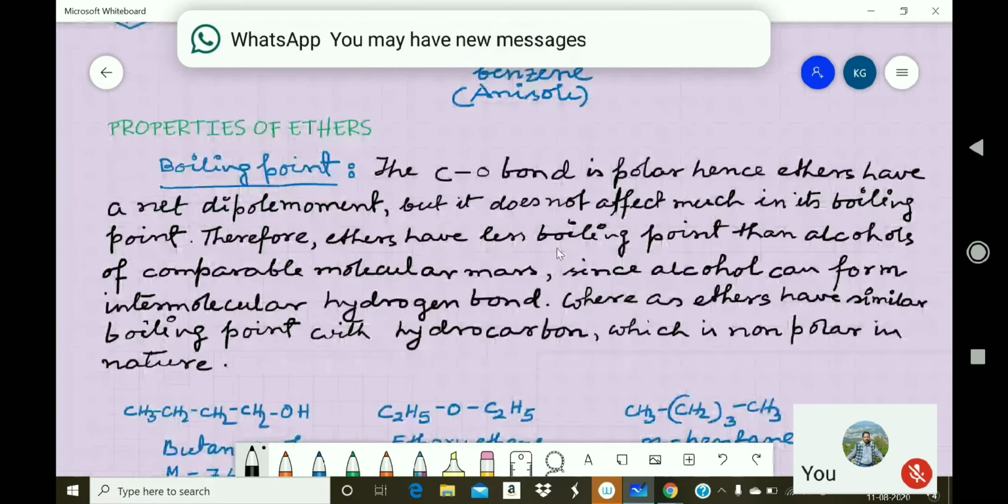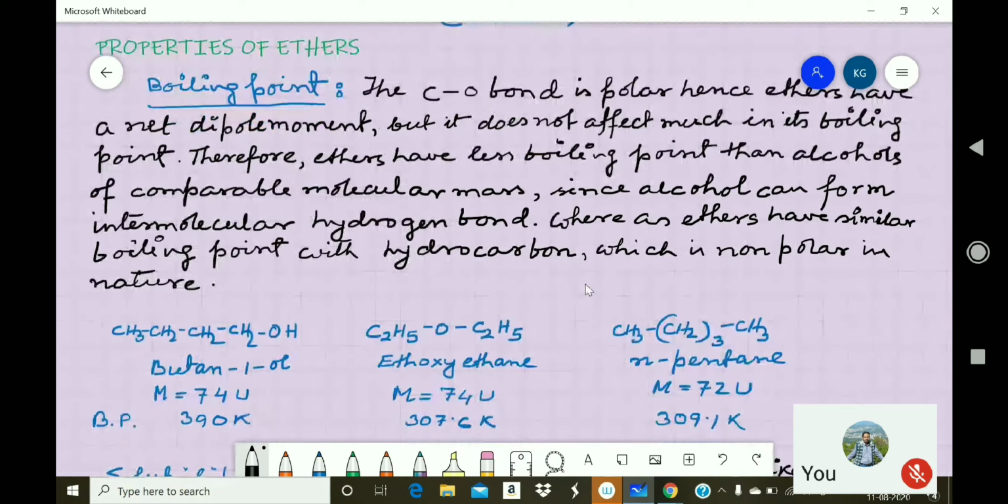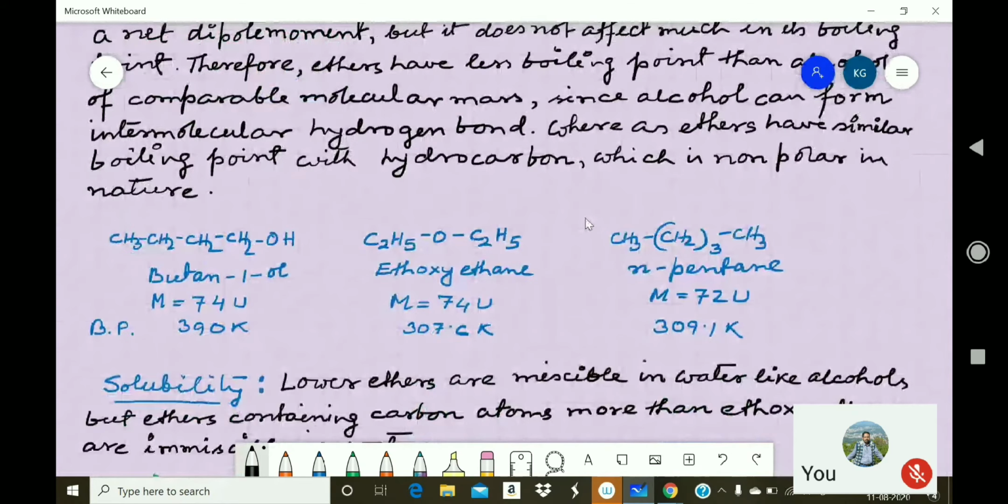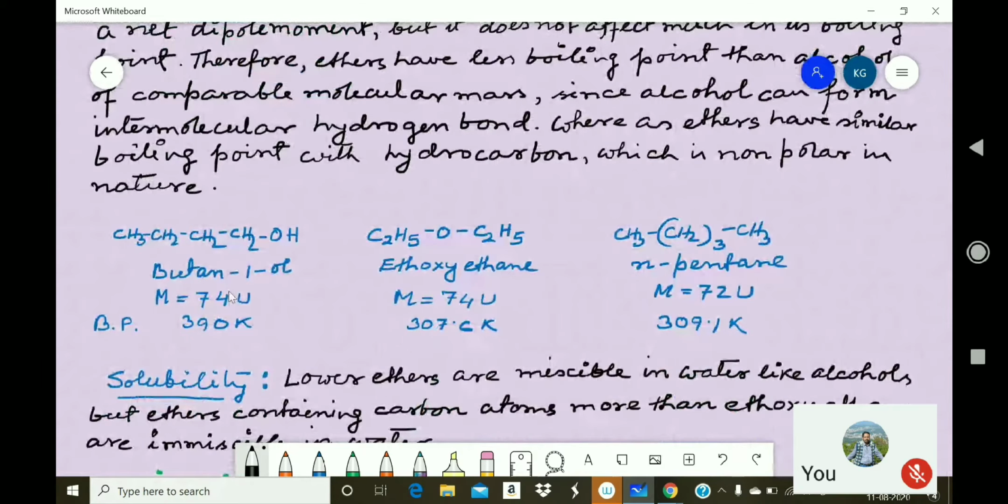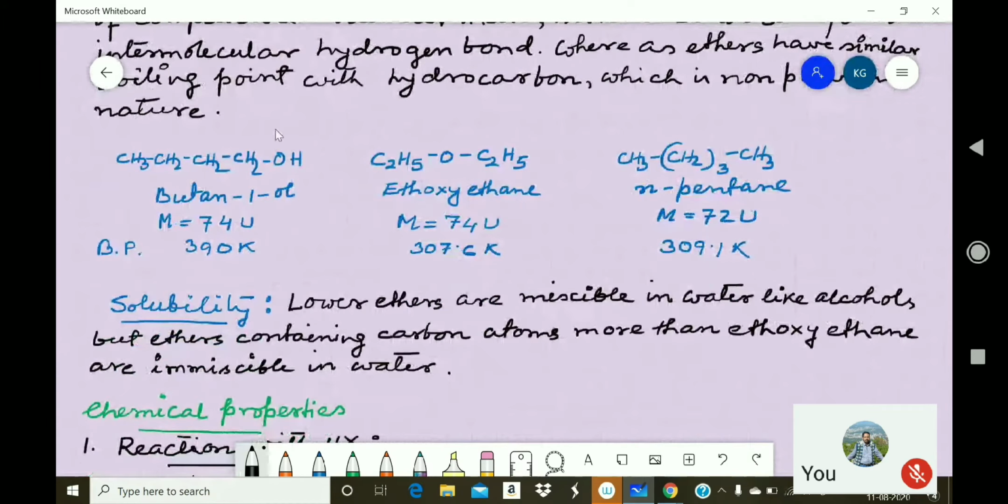And if hydrocarbon and ether are of comparable molecular masses, they have almost similar boiling points. As we can follow here, butan-1-ol, ethoxyethane and normal pentane all have almost similar molecular mass, and due to intermolecular hydrogen bond present in alcohol butanol, its boiling point is much higher as compared to the boiling point of ether, ethoxyethane, here it is.